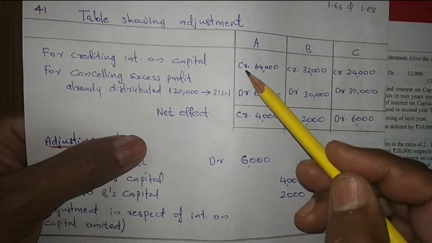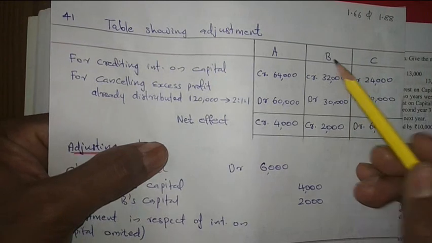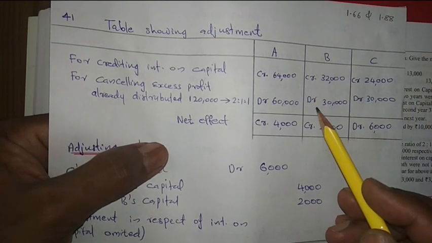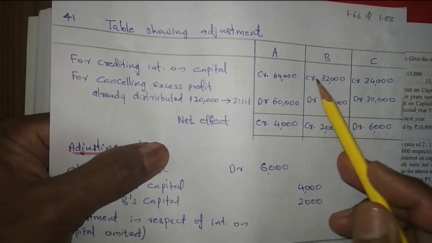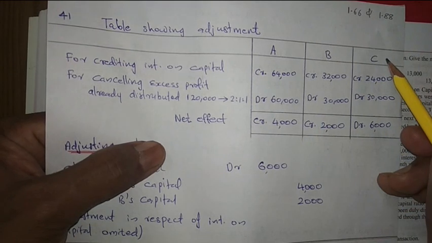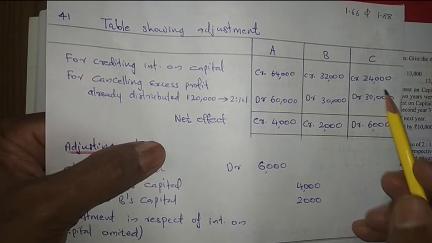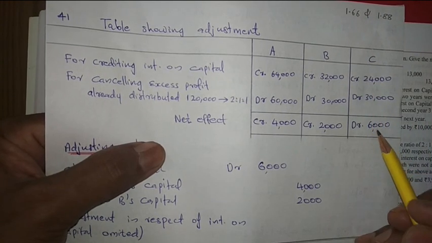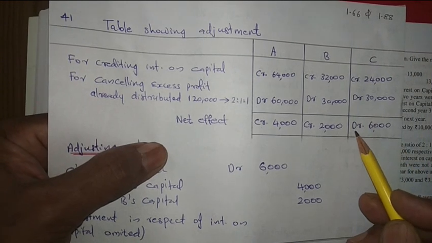And if credit is more, you give credit here. For B column, 32 credit is there and debit is 30. So 2,000 is the difference and credit is more. That is why here also I have written credit 2,000. And for C partner, debit is 30 and credit is 24. So debit is more, and its difference is 6,000. After writing the 6,000, since debit was more, debit is written here.